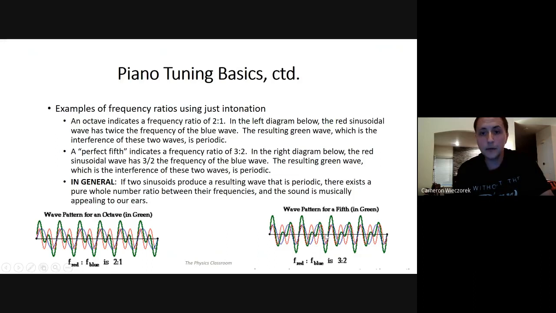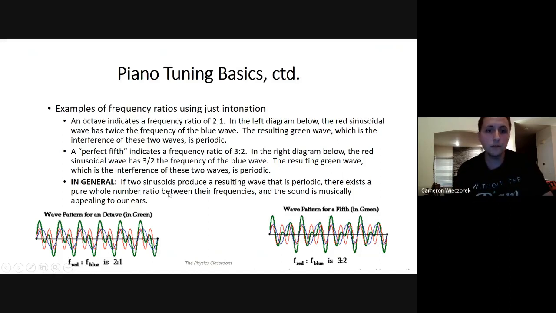So in the diagram underneath here, still looking at individual sine waves, the red and the blue, the red sinusoidal wave has 3 halves, or 1.5 times, the frequency of the blue wave. And if you take the interference of those two waves and add them together, you'll notice that the green wave also has a periodic pattern, just like the original two waves did. So this is just two examples, an octave and a perfect fifth, just to give an idea of what we mean by pure whole number ratio. So 2 to 1, 3 to 2.